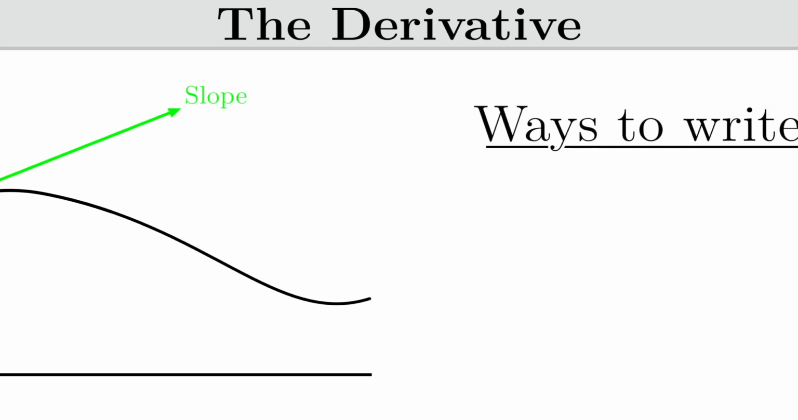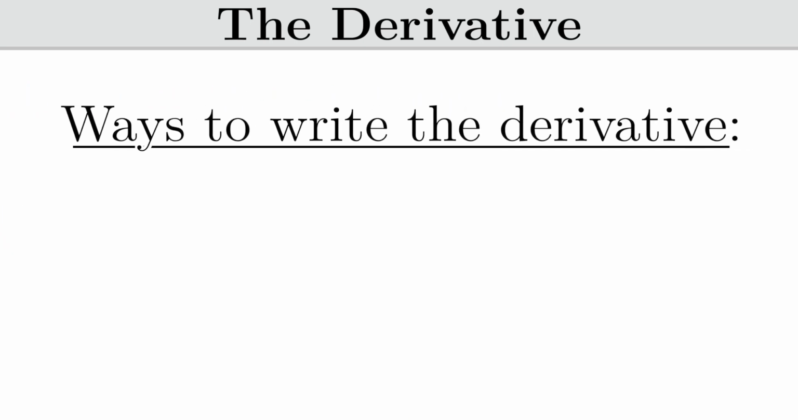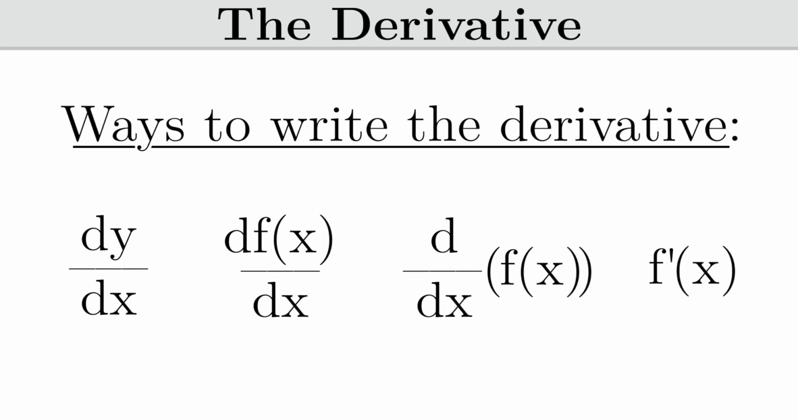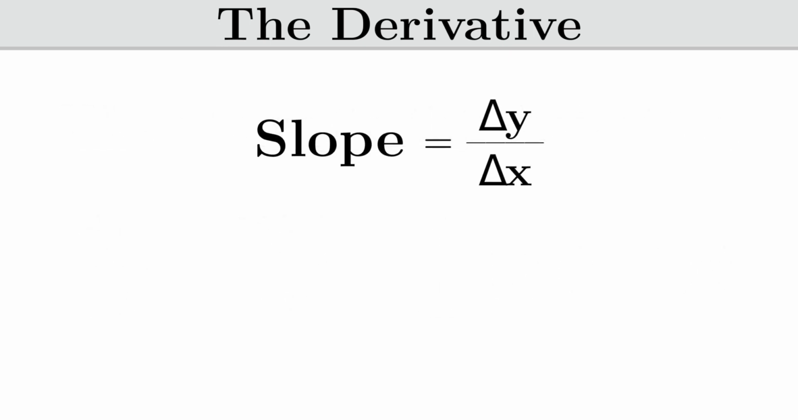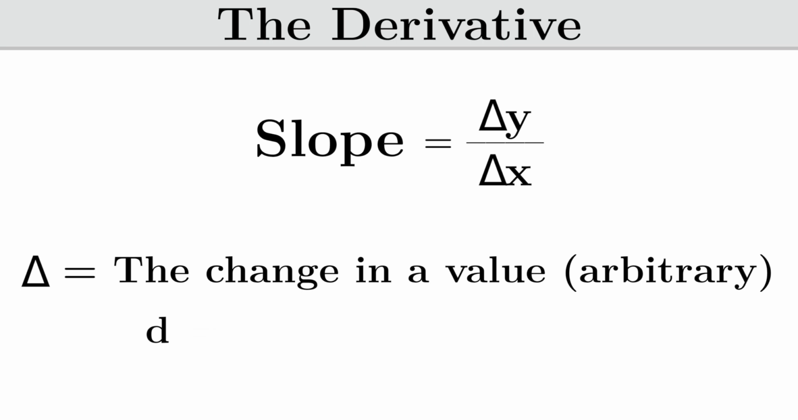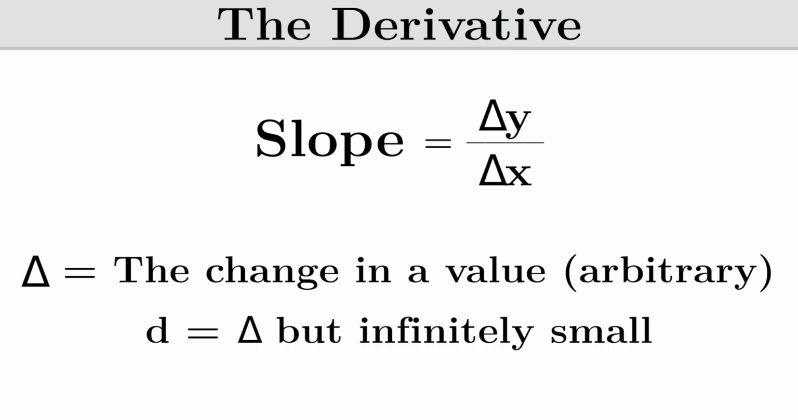Notationally, you'll see many different variations of the derivative. The big ones are dy dx, df of x dx, d dx of f of x, and f prime of x. These are not gibberish. Recall that the slope equation is delta y over delta x, where delta represents the change in the value. Now we can introduce the term d. Where delta is some change, d specifically represents an infinitely small change.